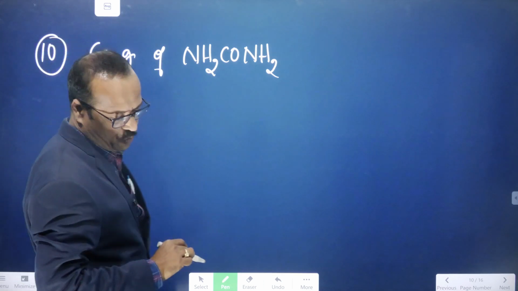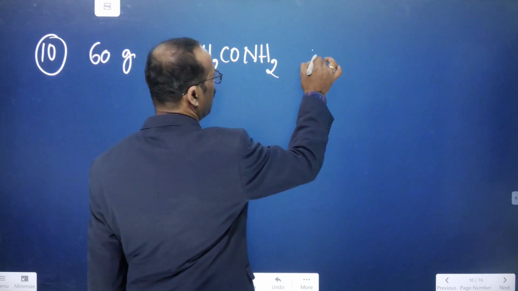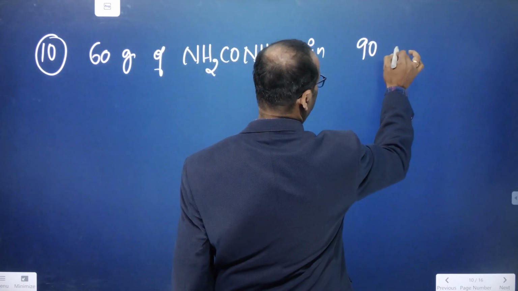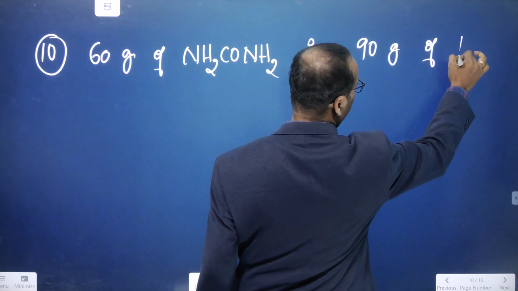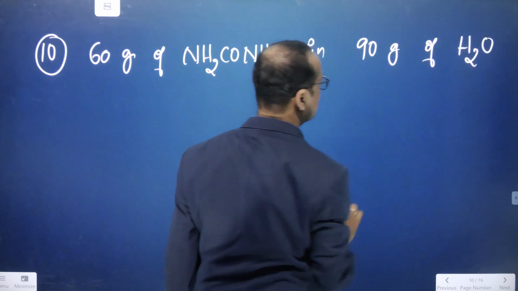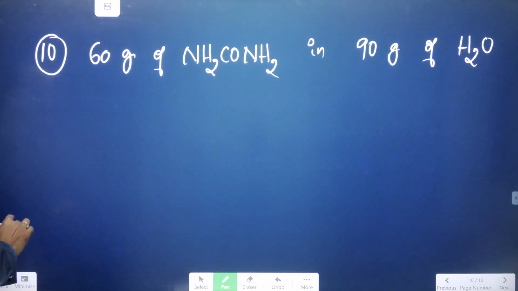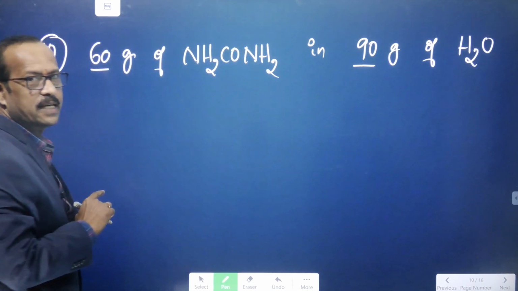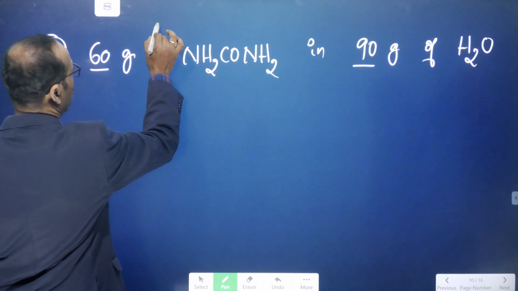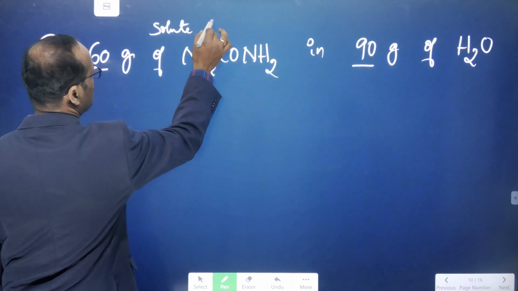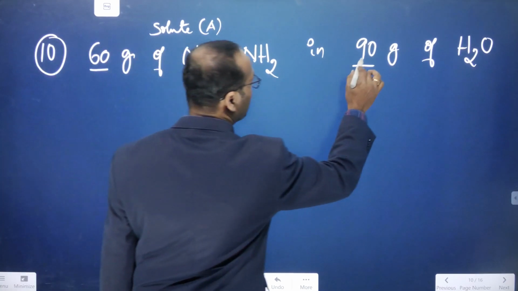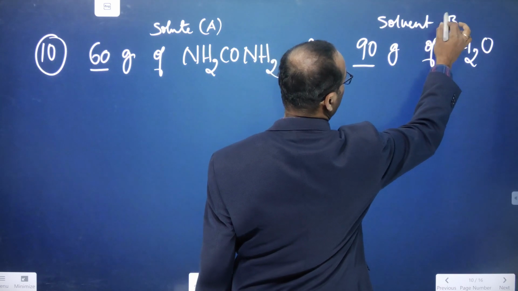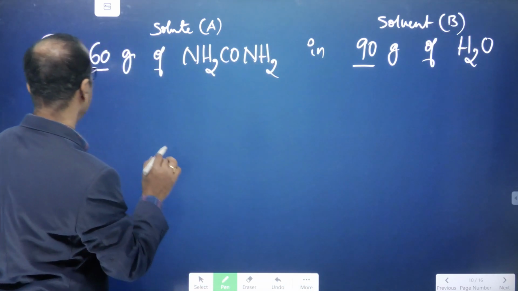So 60 grams of urea is dissolved in 90 grams of water. What's the formula of water? H2O. Correct? So this is the 90 grams of water. Now here you see 60 here, 90 here. So here which is lesser? 60. So this is a solute, denoted by A. And here 90 is more, so this is a solvent. Solvent is denoted by B. Clear?